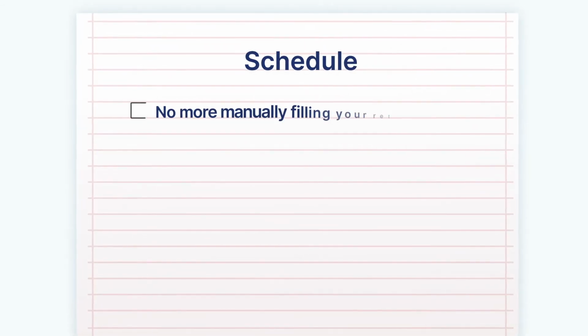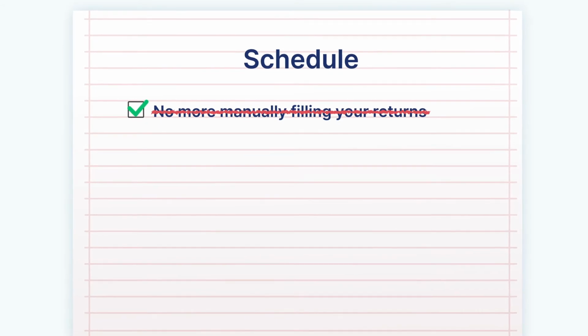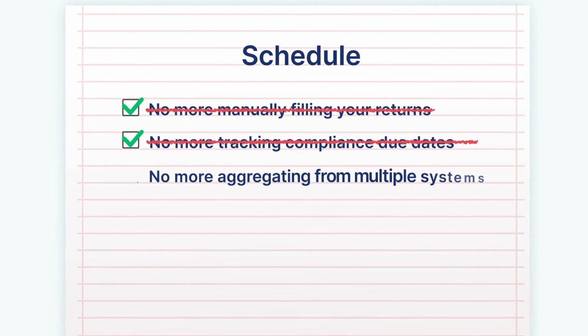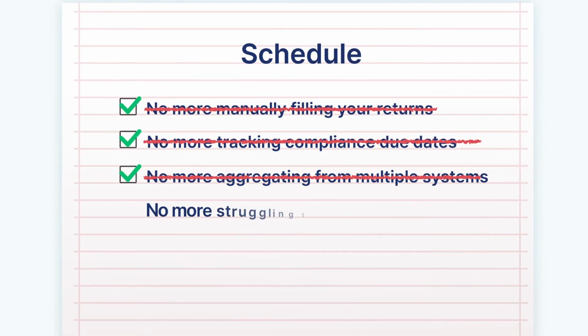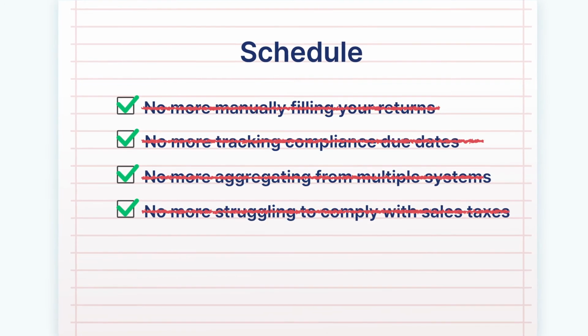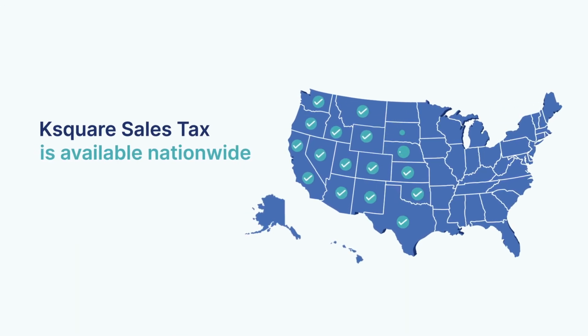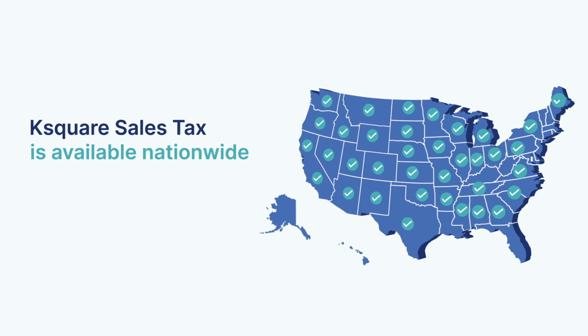No more time is wasted manually filing your returns. No more tracking compliance due dates. No more aggregating from multiple systems or struggling to comply with sales taxes. Ksquare Sales Tax is available nationwide, and if a state has sales tax, we can AutoFile for you there.